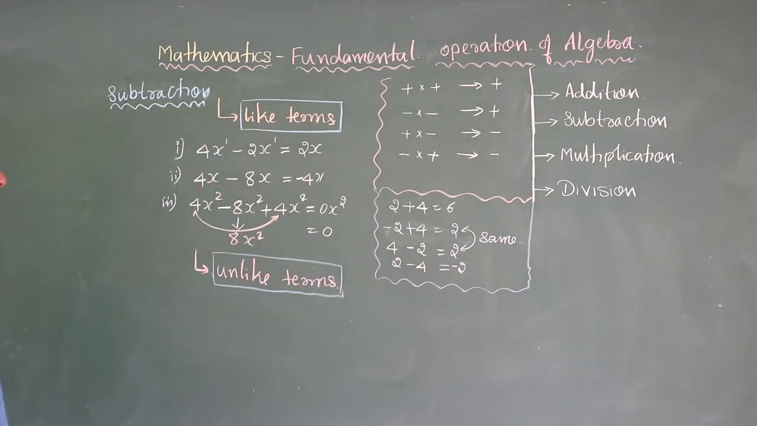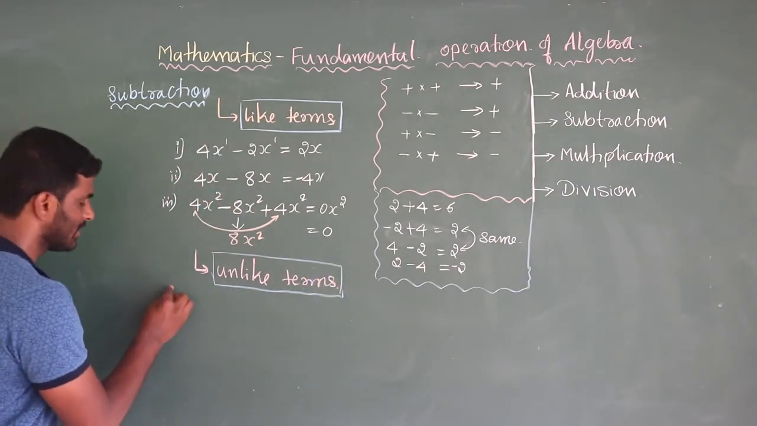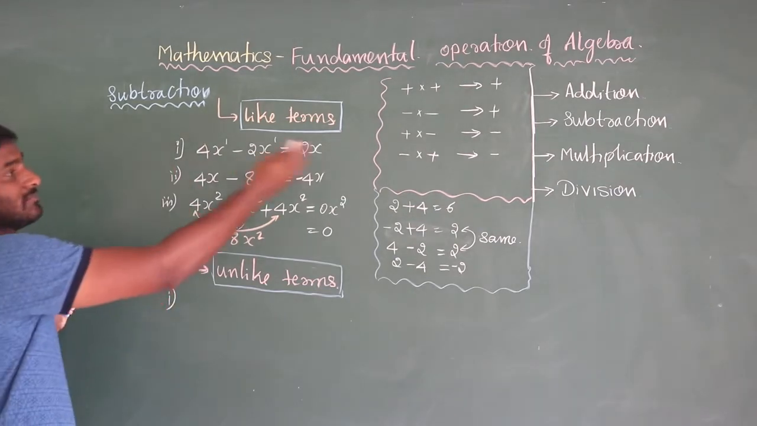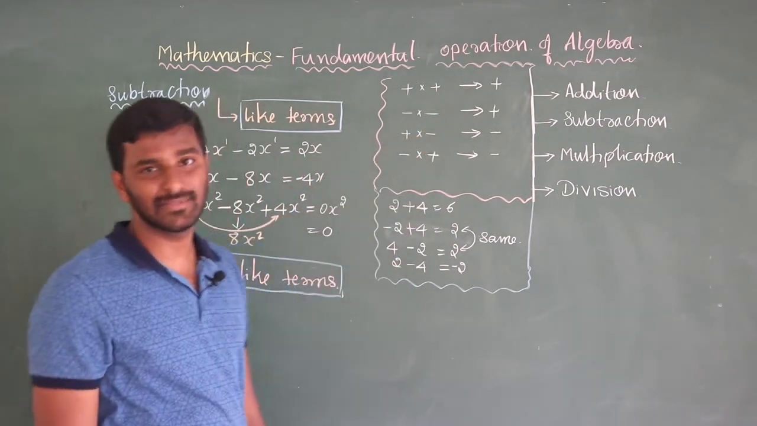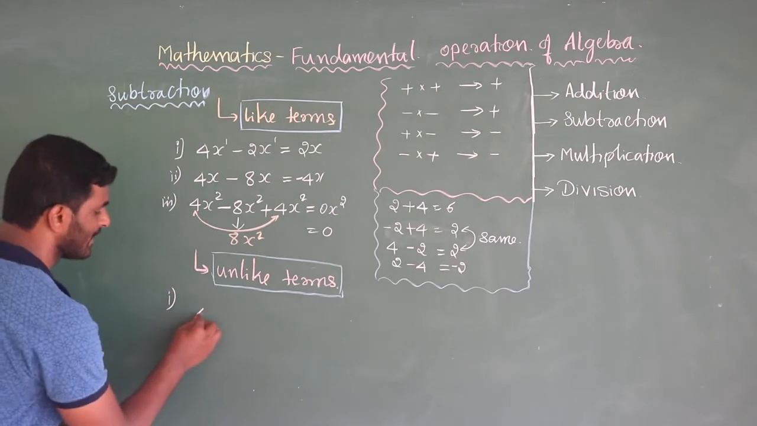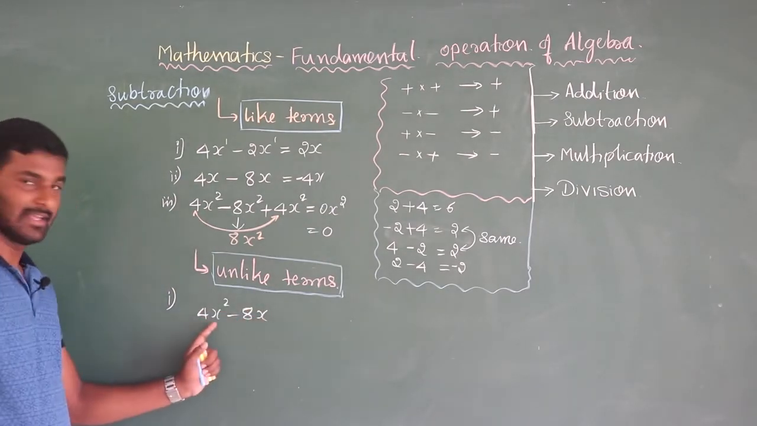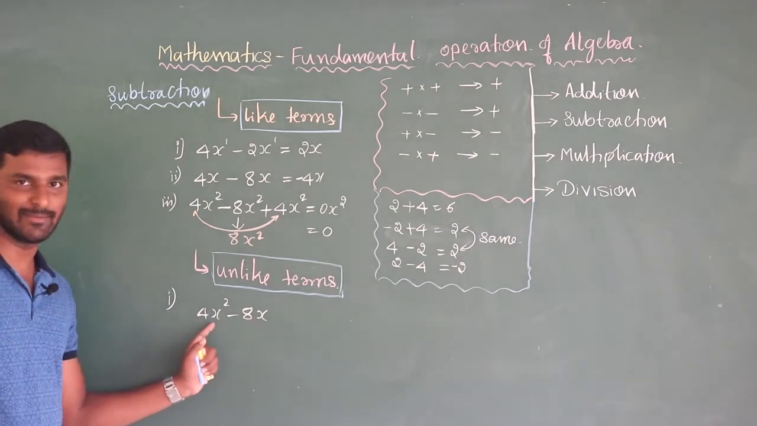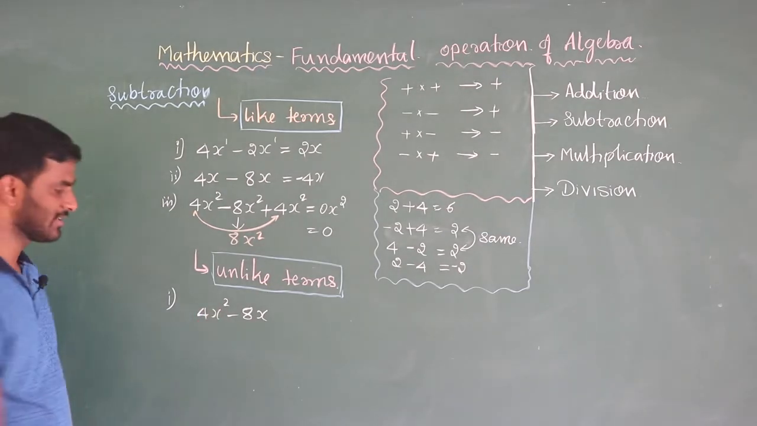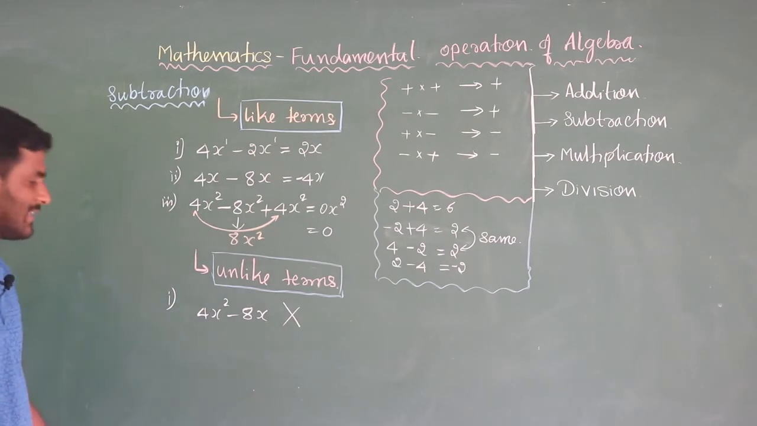So what are the unlike terms here? Unlike terms, as it told, what is the addition of unlike terms concept? Yes, so the same: it is 4x square minus 8x. X is the same variable, but the degree is different. So it is not possible to add the unlike terms.